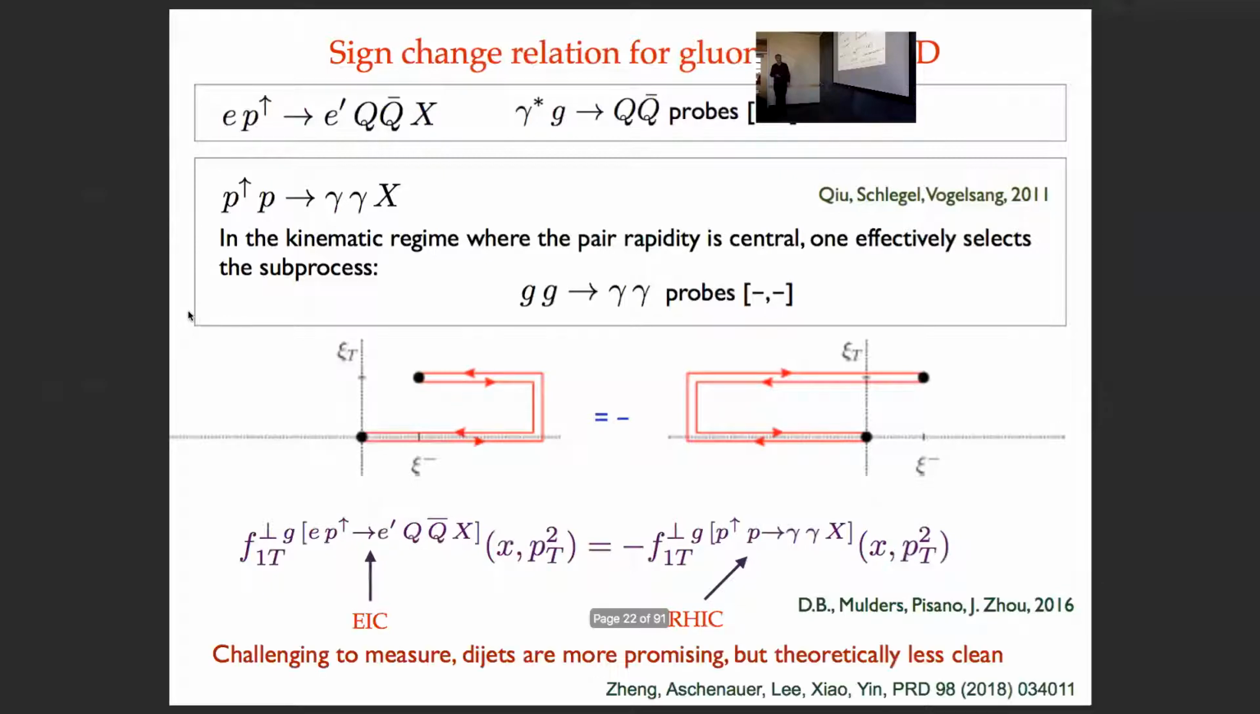but you never know. So there was a recent paper studying this for EIC, and it turns out this is very challenging, if not impossible. Digest is better, but then it's theoretically less clean, so there's always this trade-off. And for RHIC, this is also not very easy. But in principle, there's such a relation.